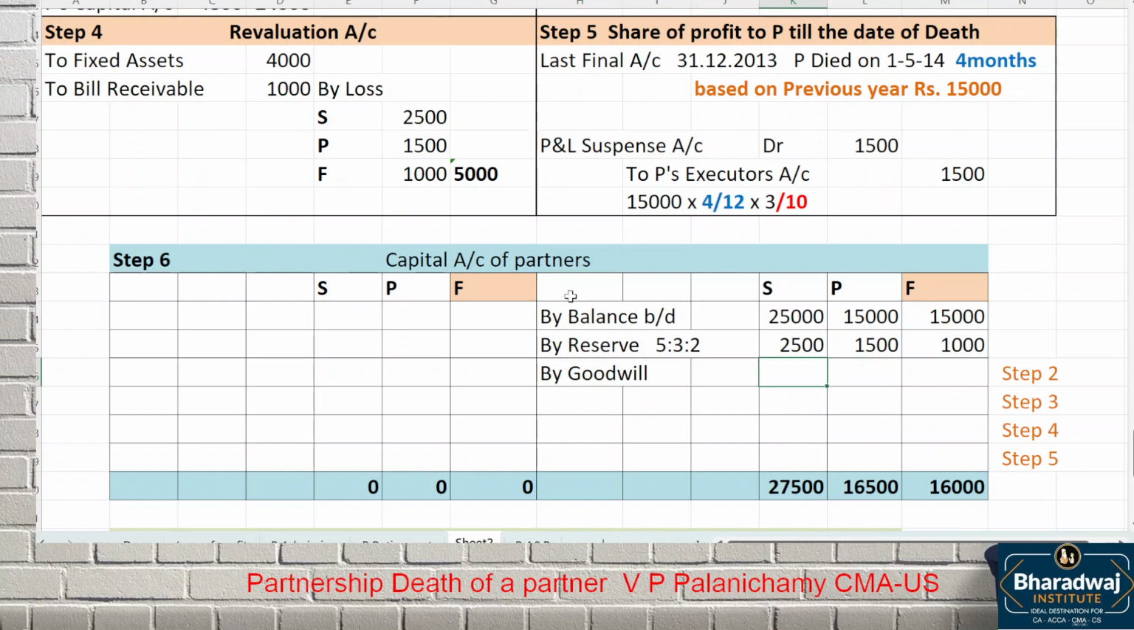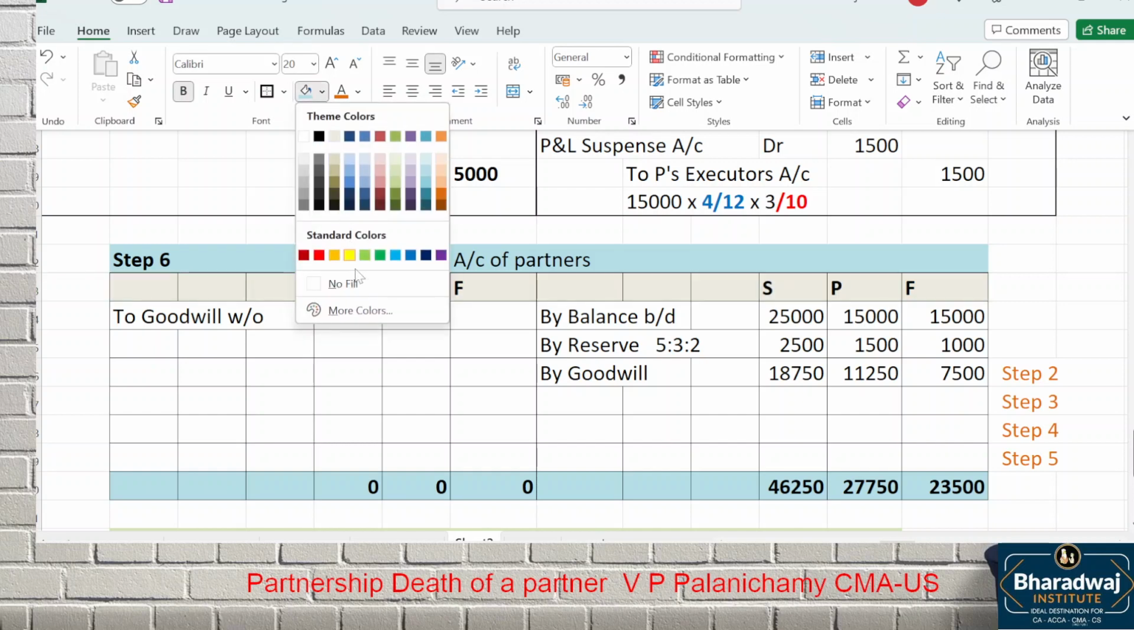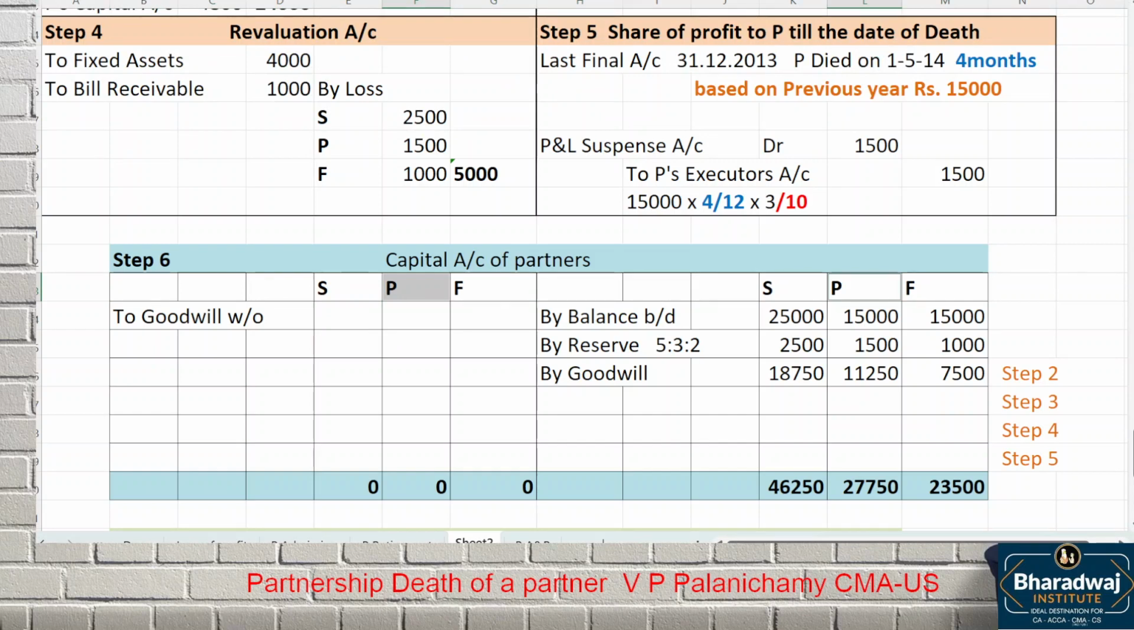How much goodwill is raised? How much goodwill have we raised? 750. The same thing is written off. Goodwill is written off only for which partner? See how much we have written off. 22,500.